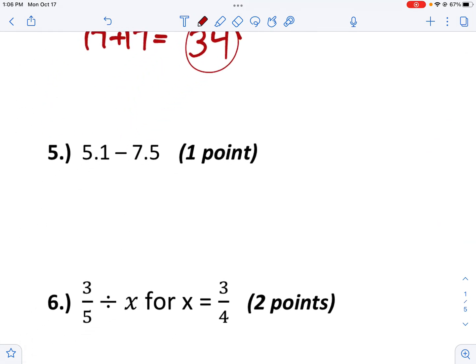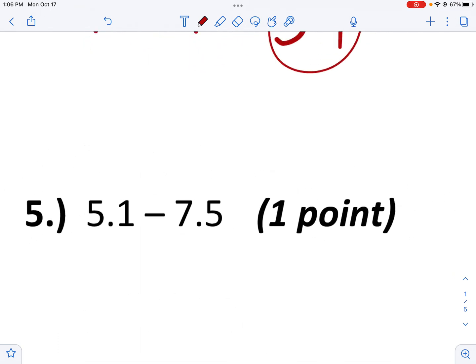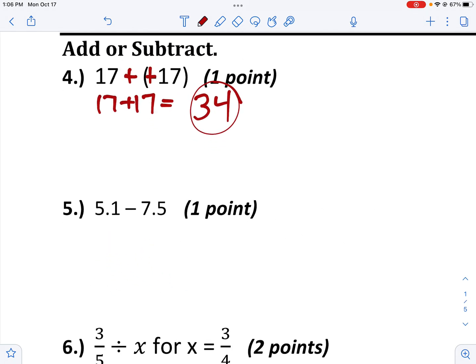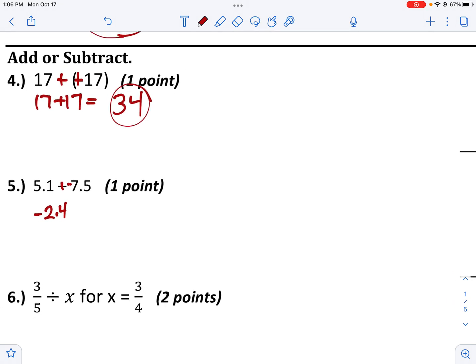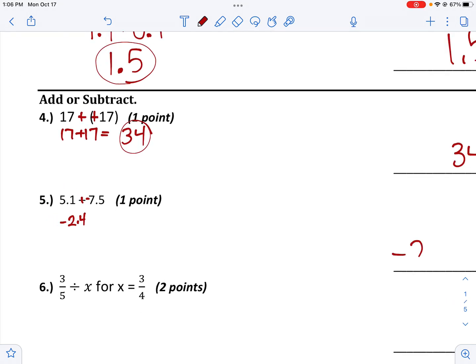Number 5, 5.1 minus 7.5. Now by subtracting, we can actually add the opposite and have 5.1 plus negative 7.5. And if we use our calculator, we should get negative 2.4. Or you could put it right into the calculator as 5.1 minus 7.5. But we should get negative 2.4 either way.